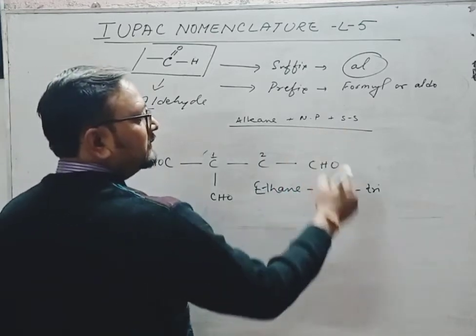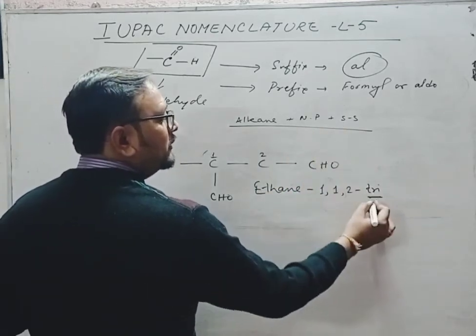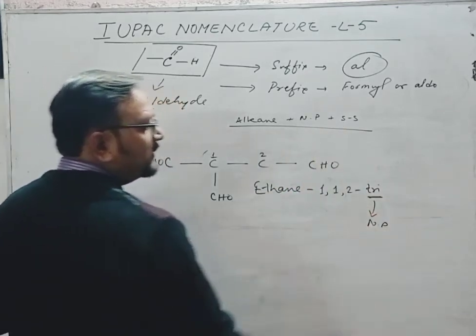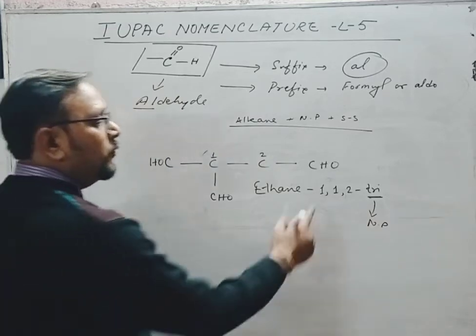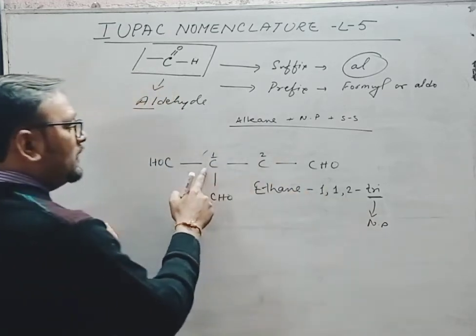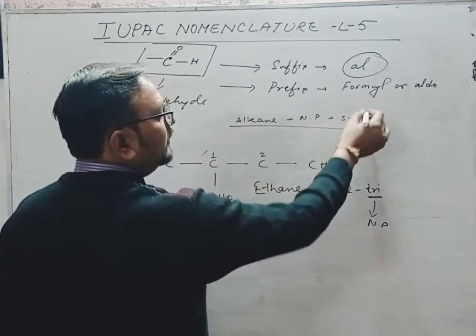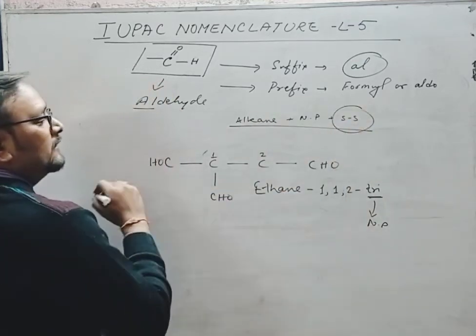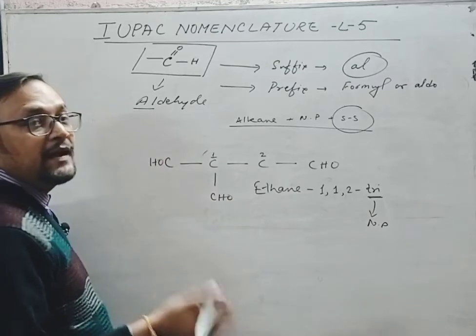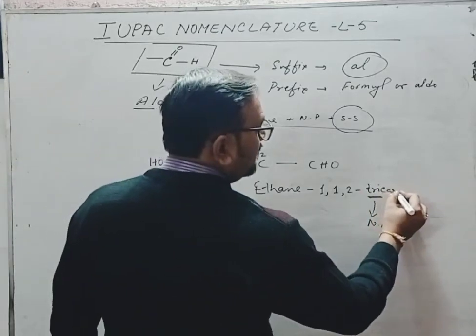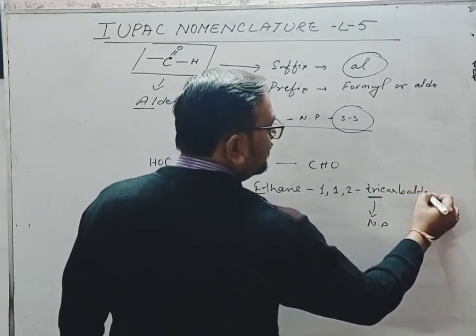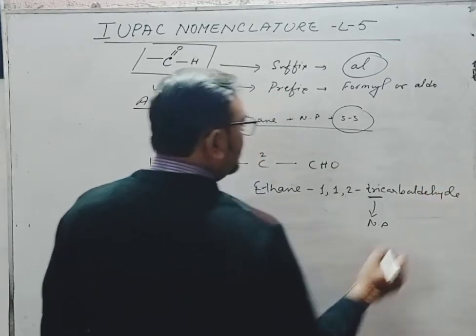then see, this tri is your numerical prefix. Tri is your numerical prefix, right? 1, 1, 2, tri. What is the special suffix here? Yes, we will write carbaldehyde. The special suffix is carbaldehyde. Hope you are getting it.